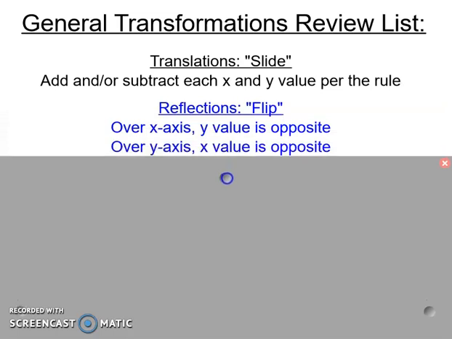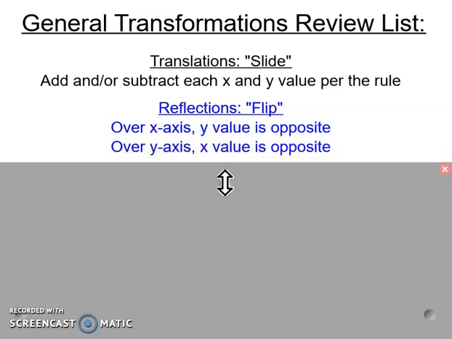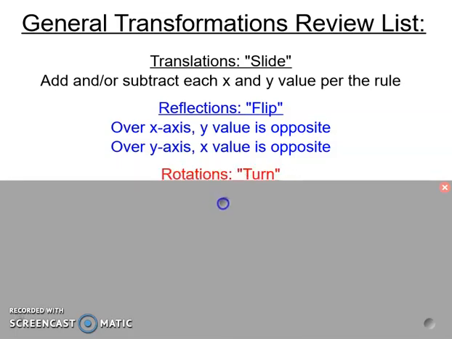For reflections, our easier word for it is a flip. So we're going to be flipping the shape within the coordinate plane over the line of symmetry. And typically, we are going to be seeing that over the x-axis and over the y-axis. When we reflect over the x-axis, the y value becomes the opposite. And when we reflect over the y-axis, the x value becomes its opposite.